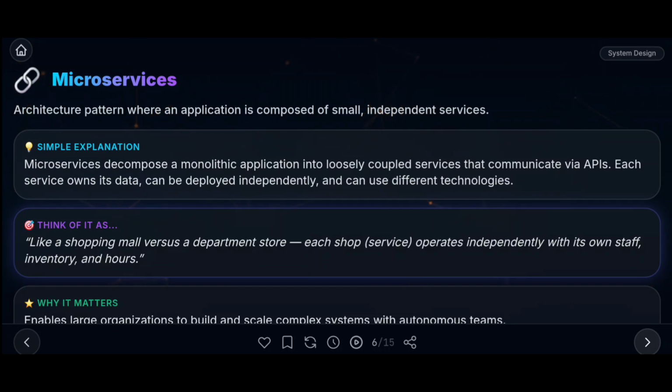So instead of having one application which handles everything, it can be divided into independent services, designed in a way that each is independent from other services, and each is the smallest application to perform its task. Simple explanation. Microservices decompose a monolithic application into loosely coupled services that communicate via APIs. Each service owns its data, can be deployed independently, and can use different technologies.